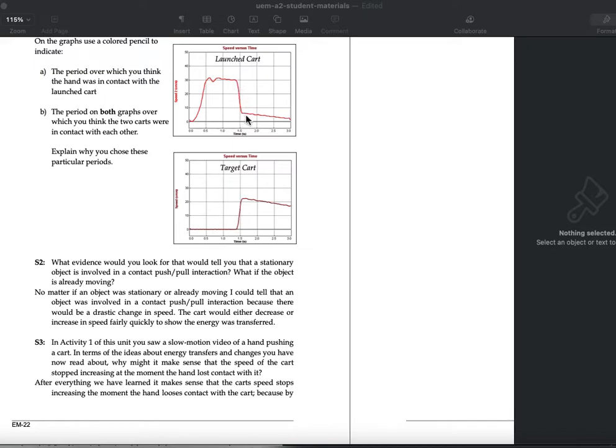As far as the last X's, this is when the launch cart ends up moving away from the target cart, and this is when the target cart moves away from the launch cart. And that is when they start to go at a steady pace or start to slightly decrease.